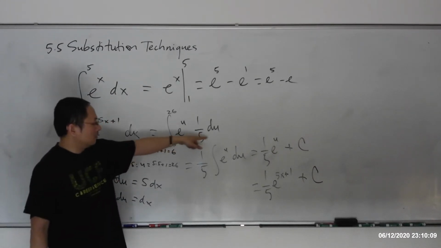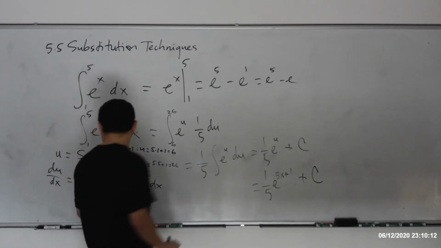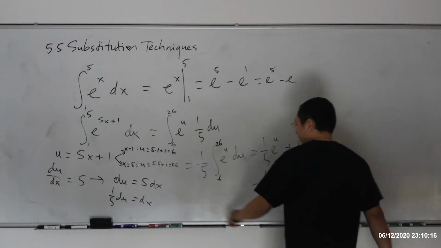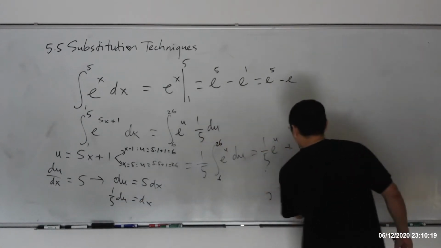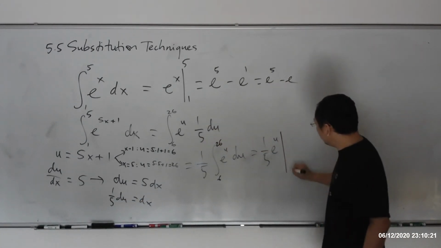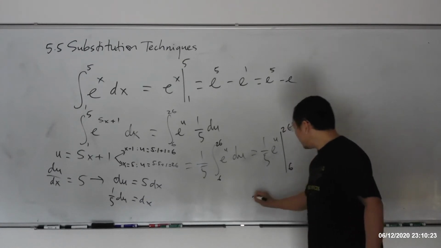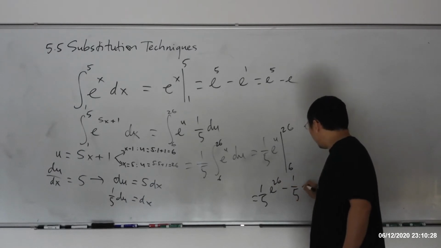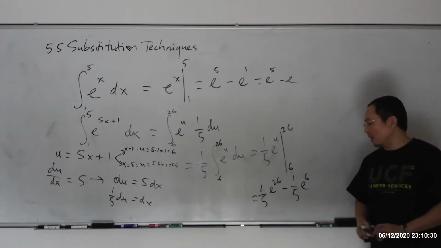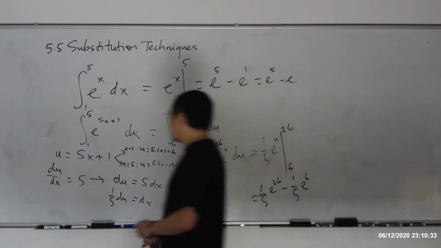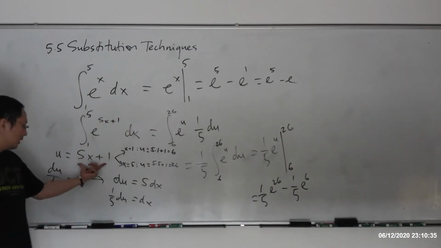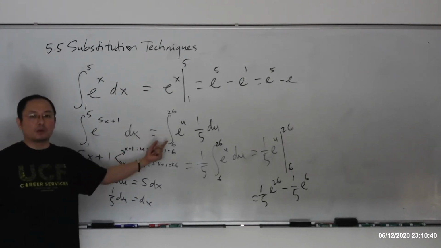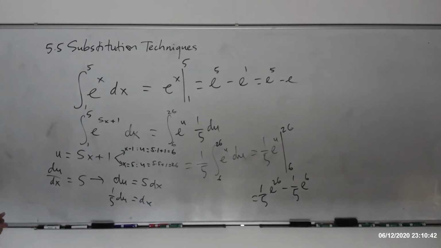Okay, so e to the u, same thing, but now the boundary is 6 to 26. Instead of plus c here, e to the u runs from 6 to 26, which is 1/5 e to the 26 minus 1/5 e to the 6. And you have the answer. So very similar. Just make sure that you do some extra work here: calculate the boundary, and convert the boundary from x to u as well. It's not the same boundary, okay? The boundary is going to change.